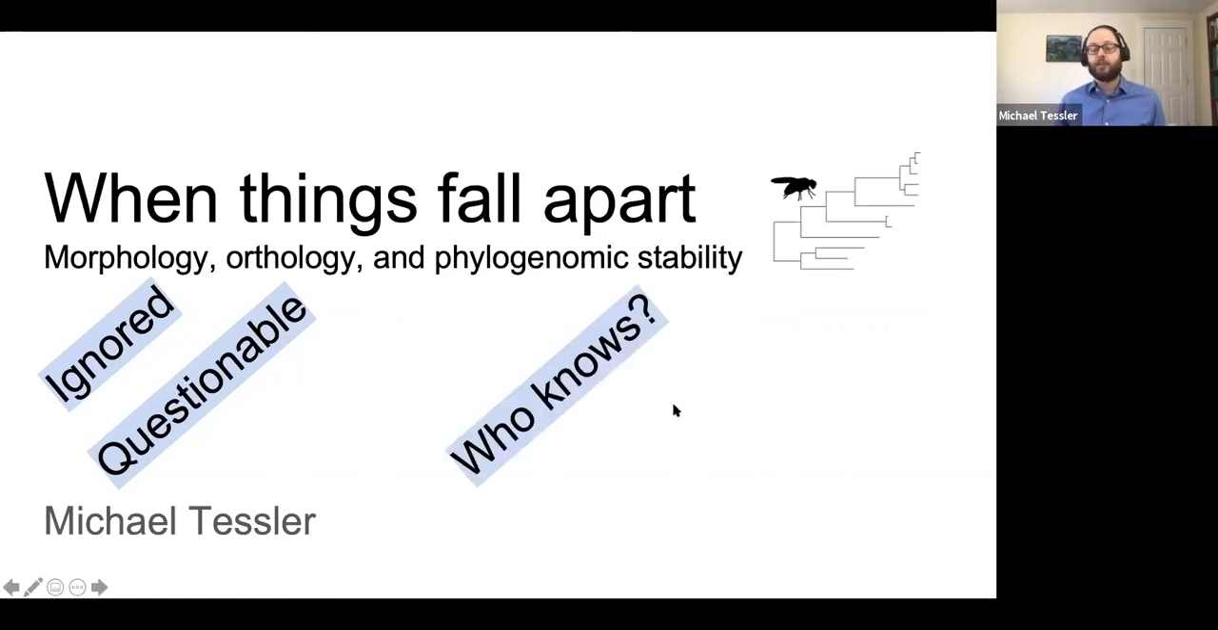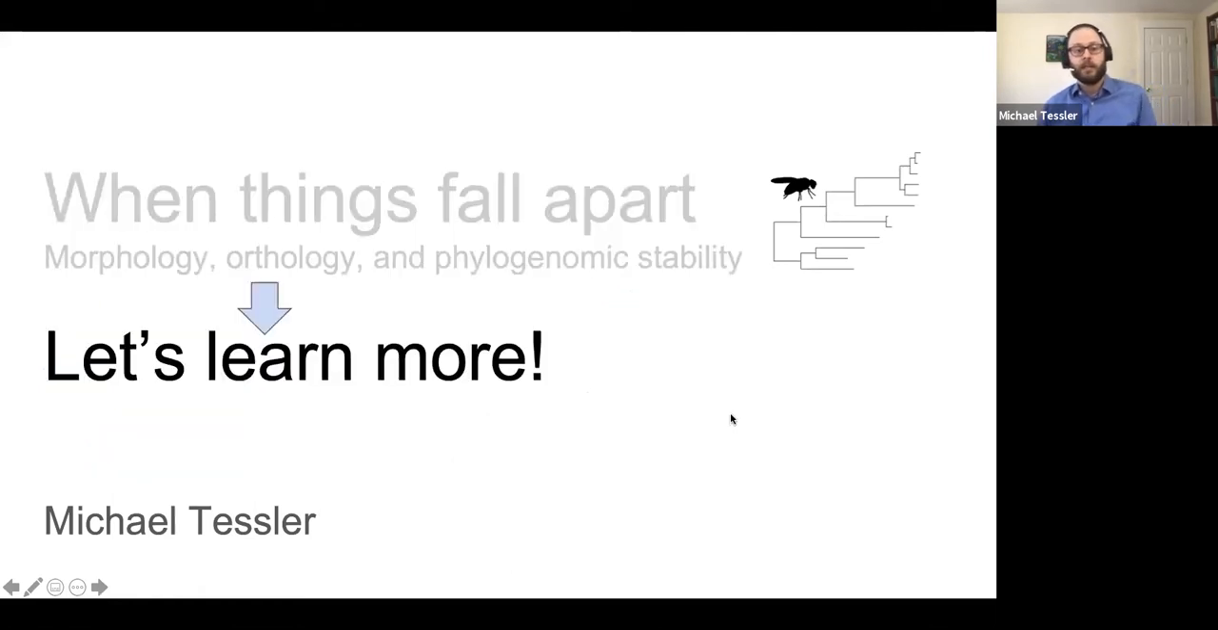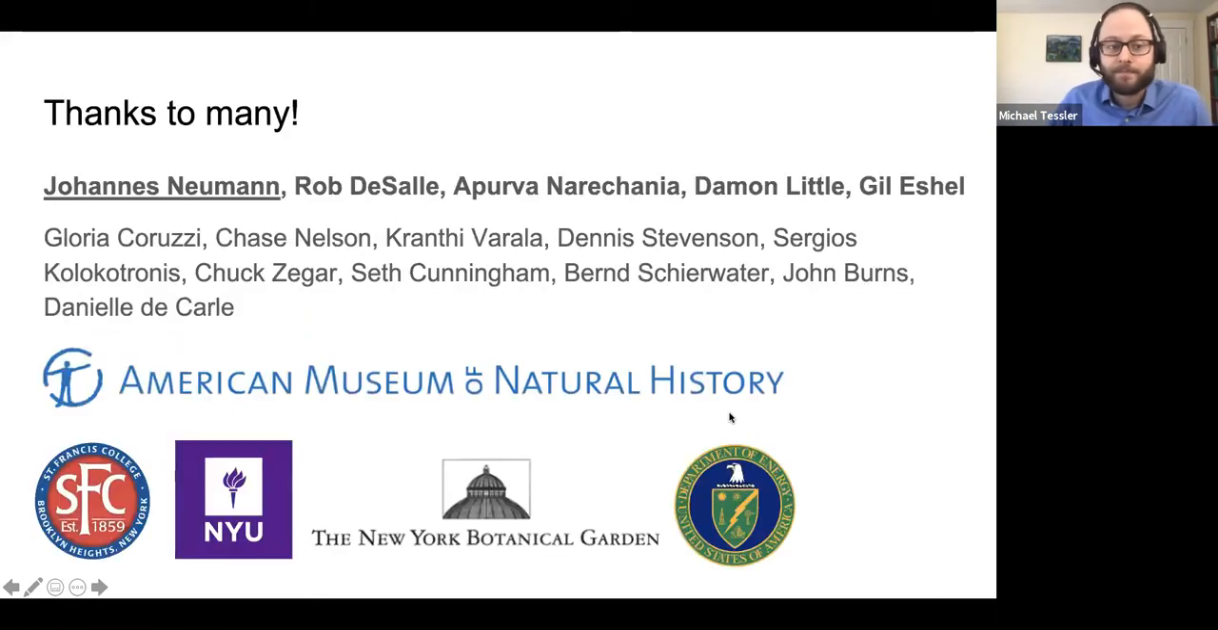And then phylogenomic stability. So how good is the tree that you get in the end? Well, we really don't know. There are a lot of signs pointing to the trees not necessarily being as great as they look. And so I'm going to get into at least a little bit on all three of these topics. So let's jump in.